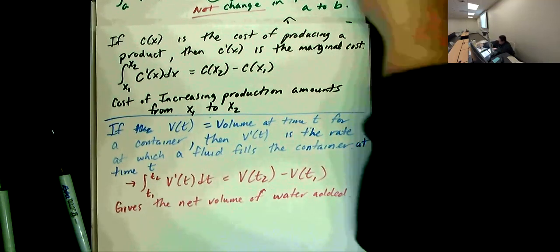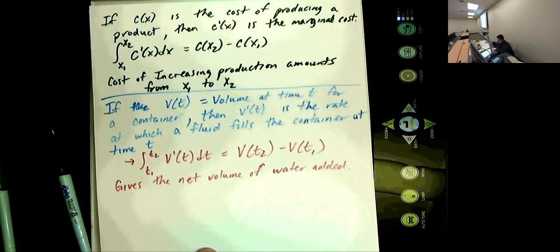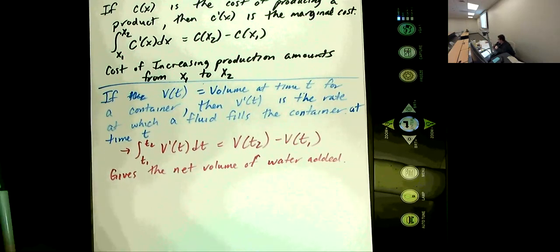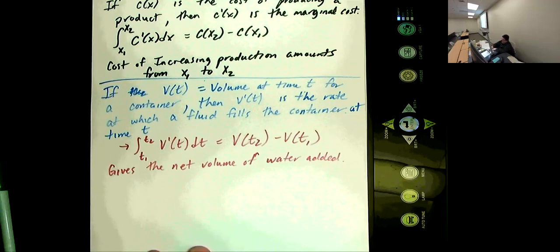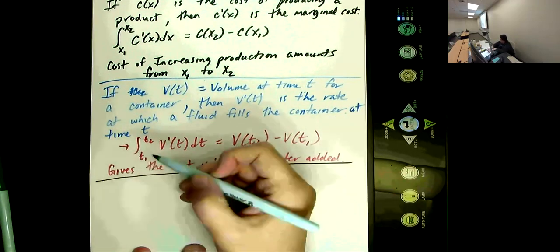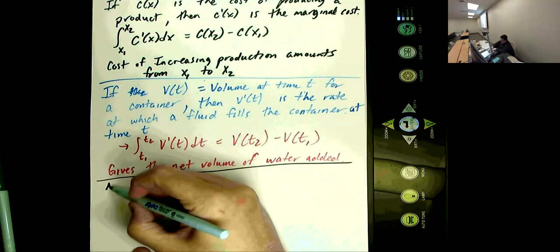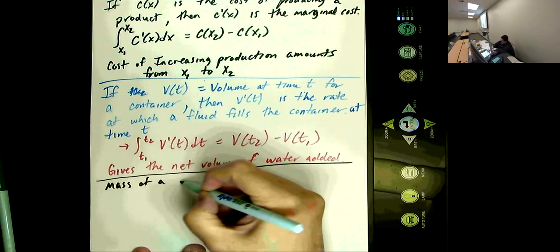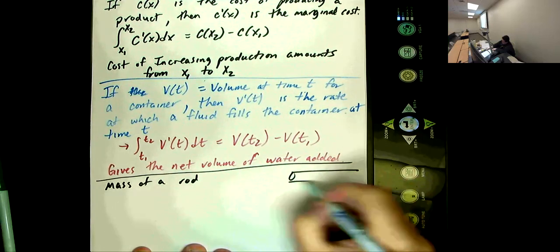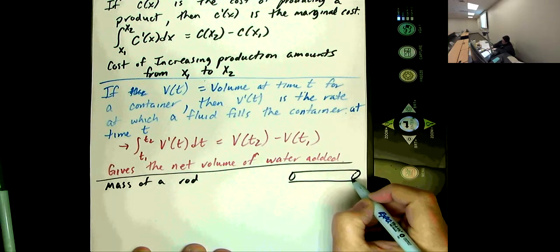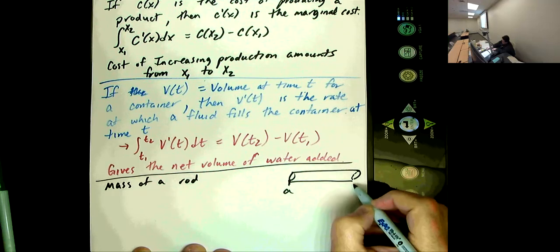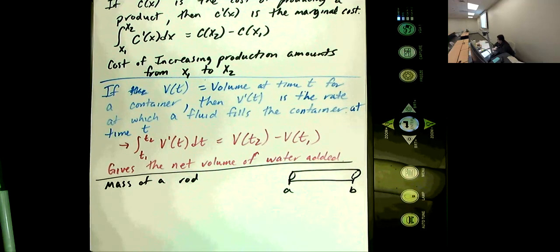Now, the next one, you might shake your head at, but it actually leads to one of the primary equations in endgame mathematics. And this one's over the mass of a rod. So let's say we have a rod like this. And this is A and this is B. And maybe the mass is changing. It gets thicker, it gets denser.